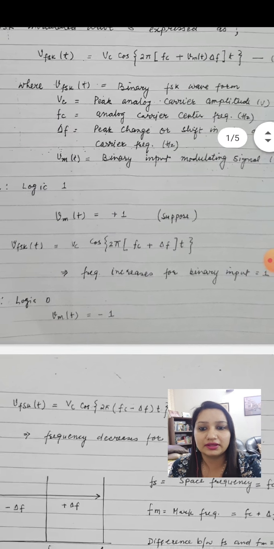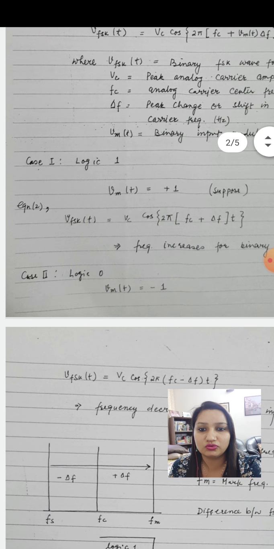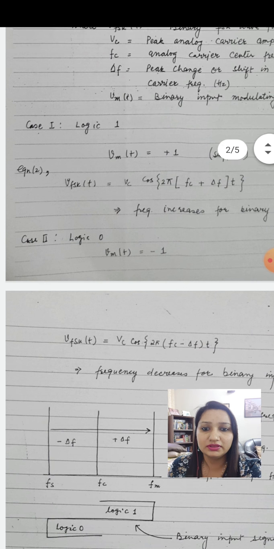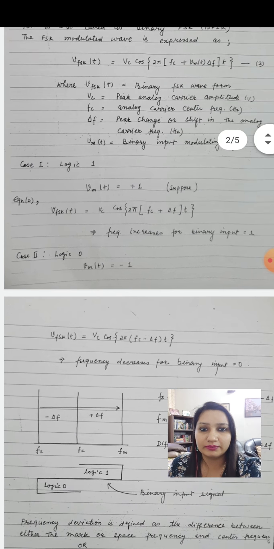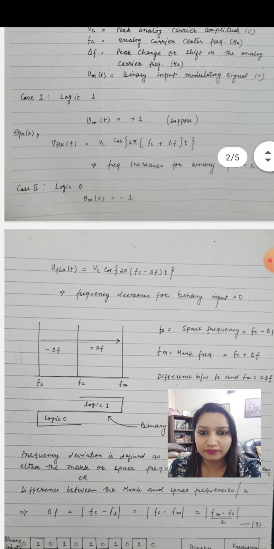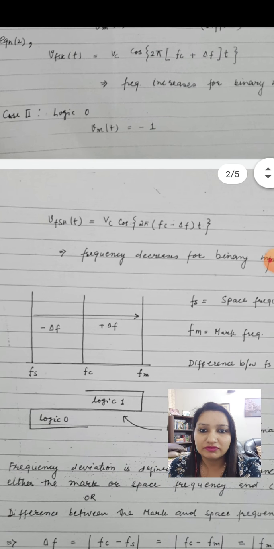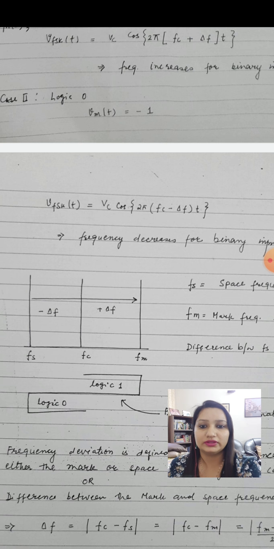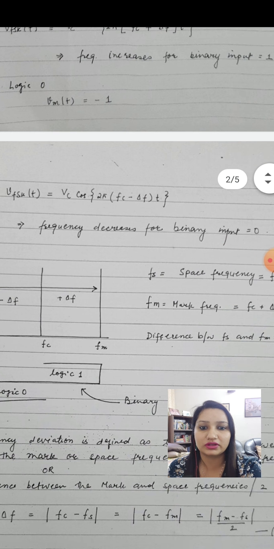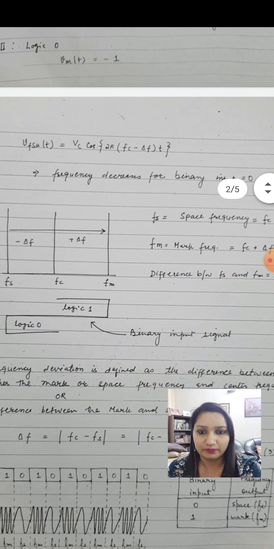Now let us take the other case, which is the case of logic 0. In this case, let us put Vm(t) as minus 1. So now put Vm(t) minus 1 into equation number 2. What you will get? We will get Vfsk equals Vc cos 2 pi (Fc minus delta f) t. So in this case, frequency decreases for the binary input 0.